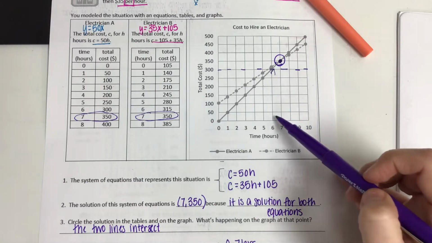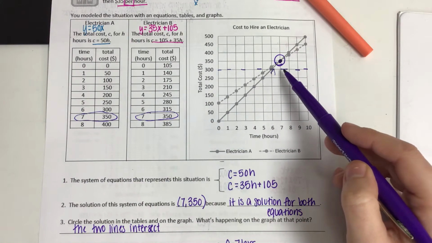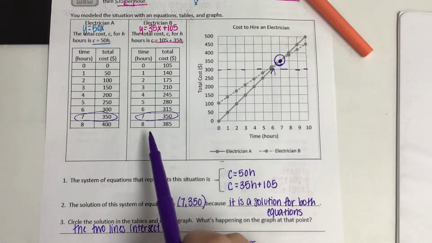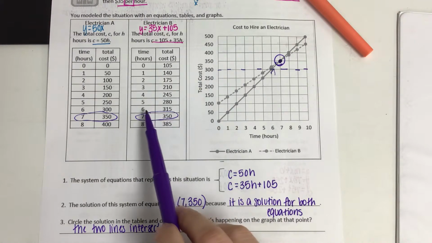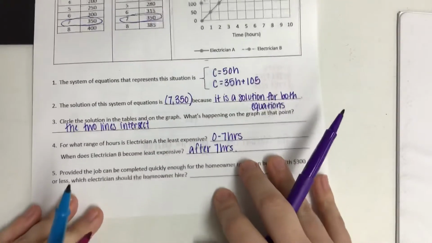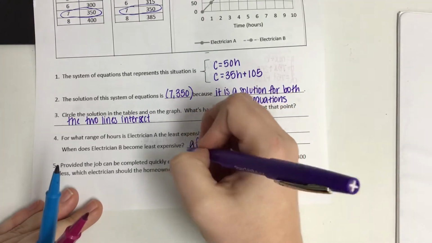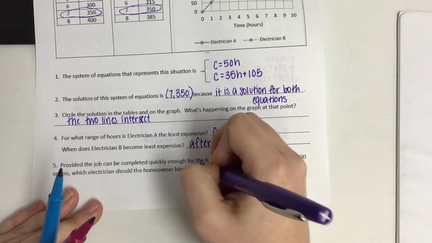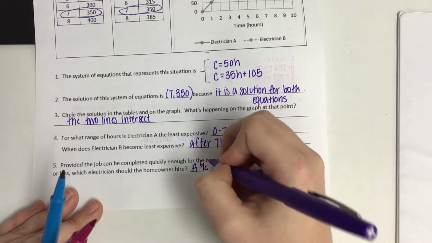Electrician A can work 6 hours for $300, whereas electrician B cannot quite work 6 hours for $300. It would have to be 5 hours. So he should hire electrician A because he can pay for more hours with less money.